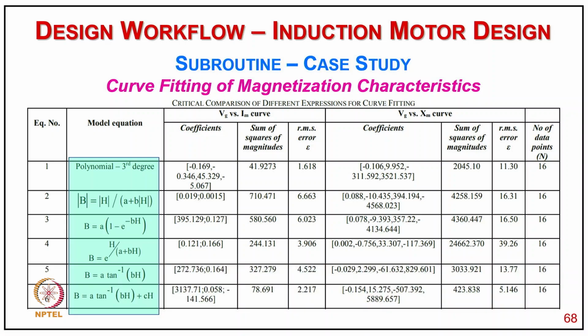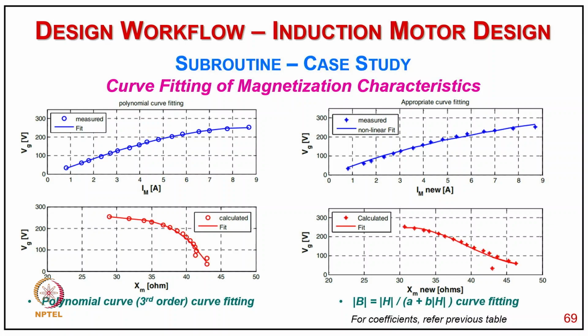So there are six ways in which you can present this magnetization characteristic, with different parameters of these relations for the same machine. Then we calculate how many points are taken and what the RMS error is as a percentage. These are the different characteristics showing how curve fitting is done by different methods, for a typical example of voltage versus magnetizing current, as well as air gap voltage versus magnetizing reactance, using all these typical examples of curve fitting.